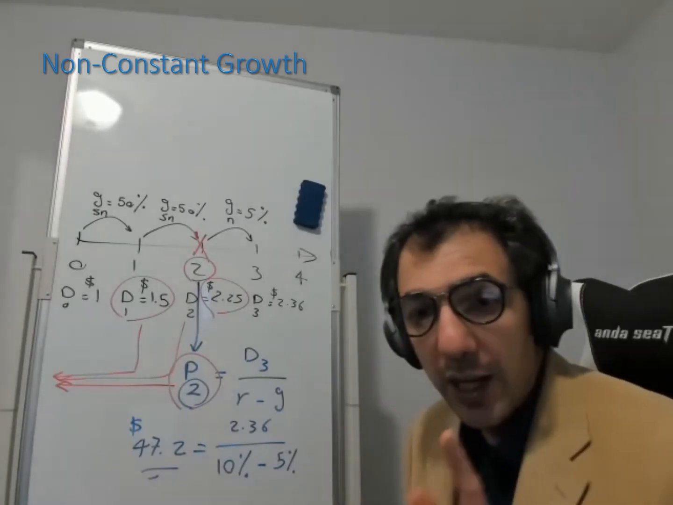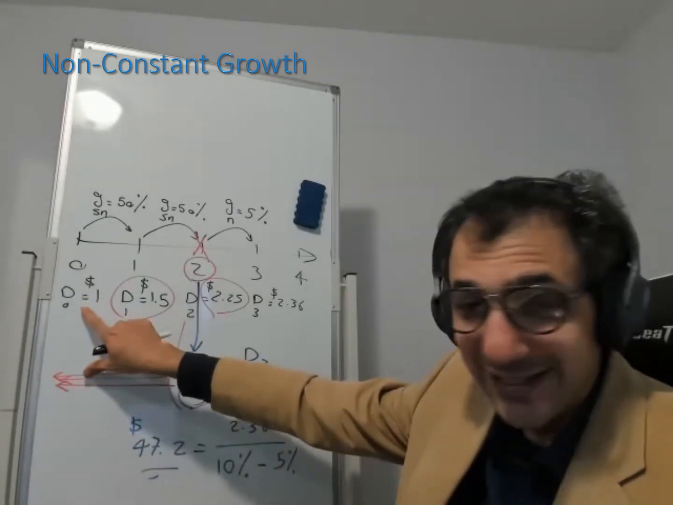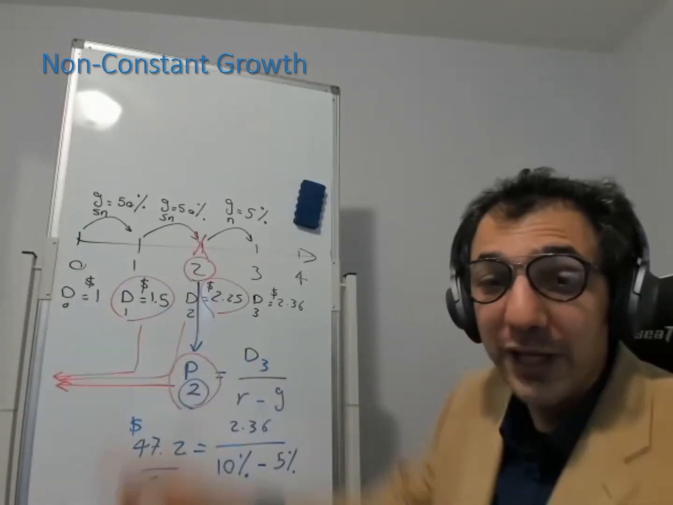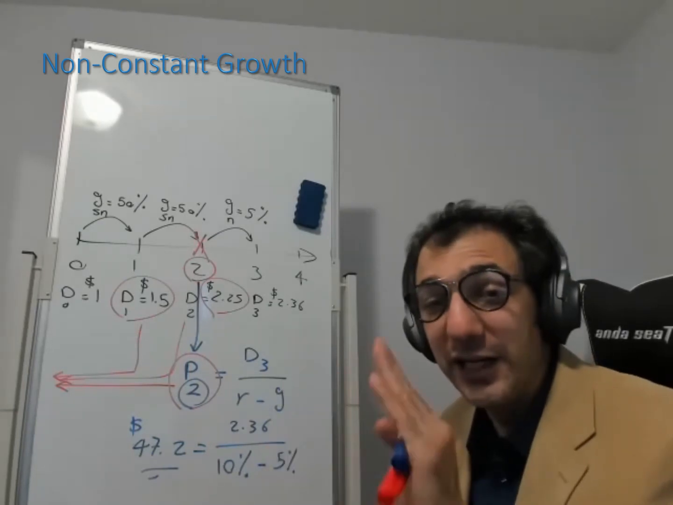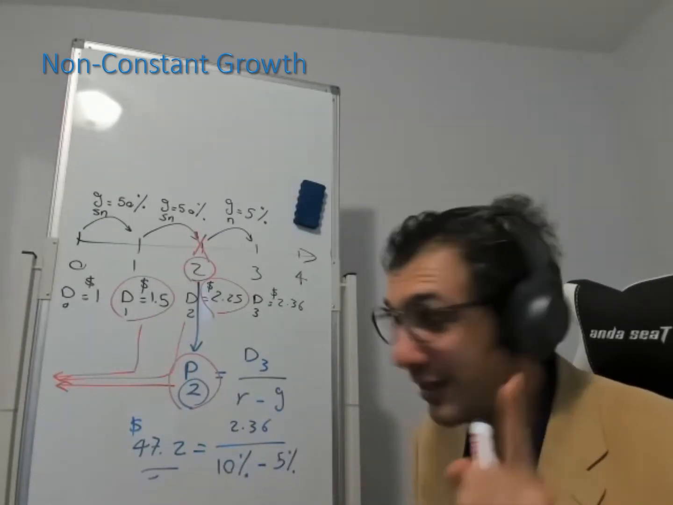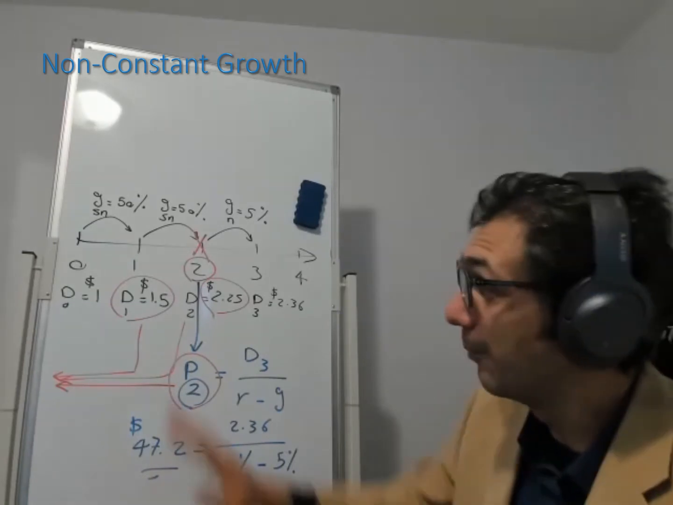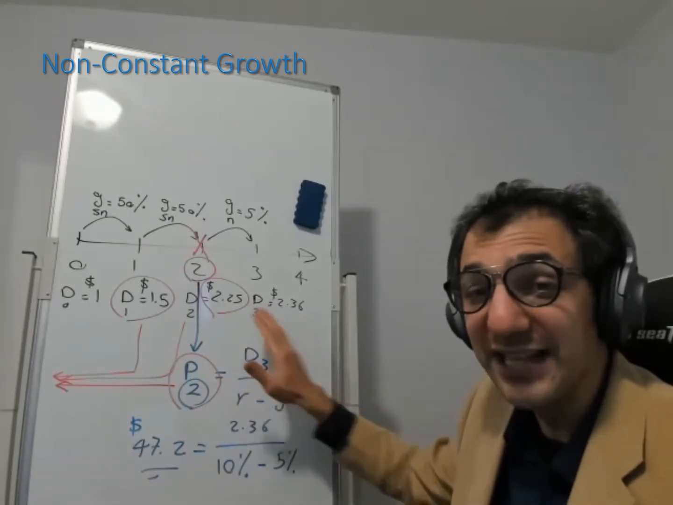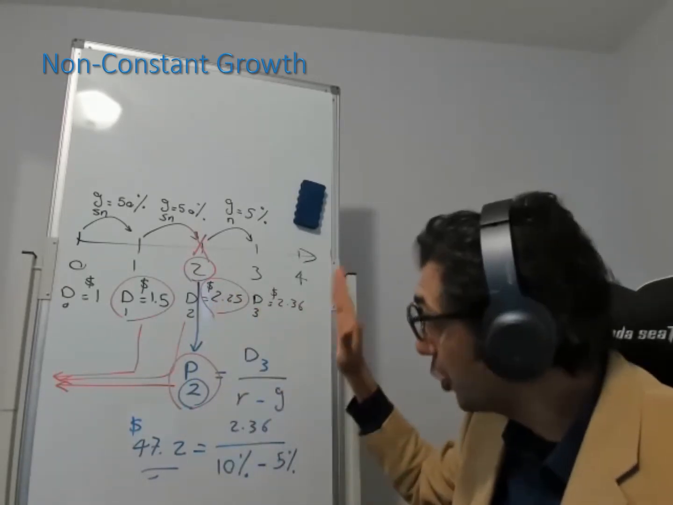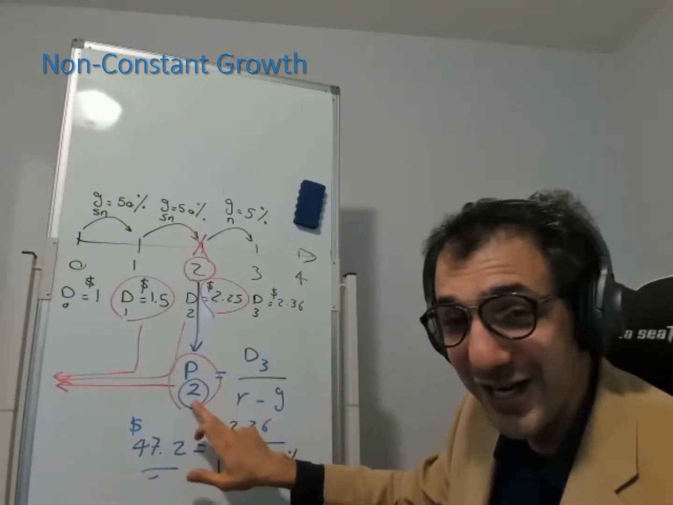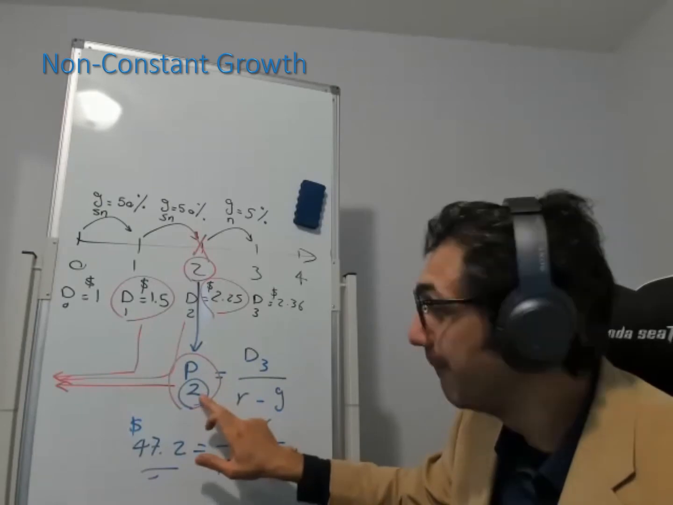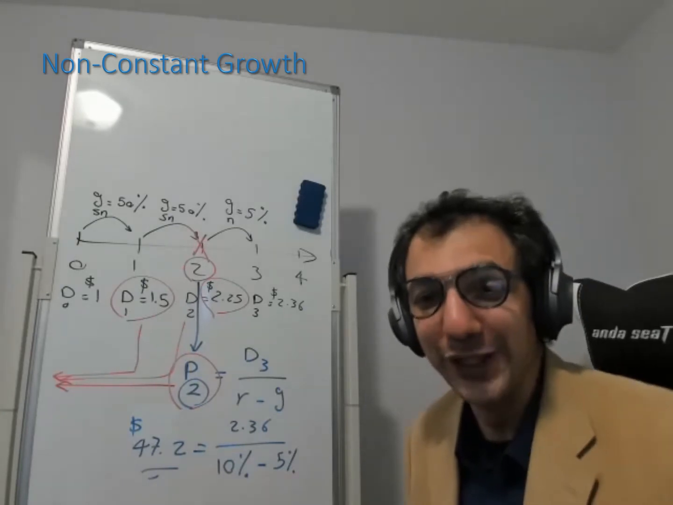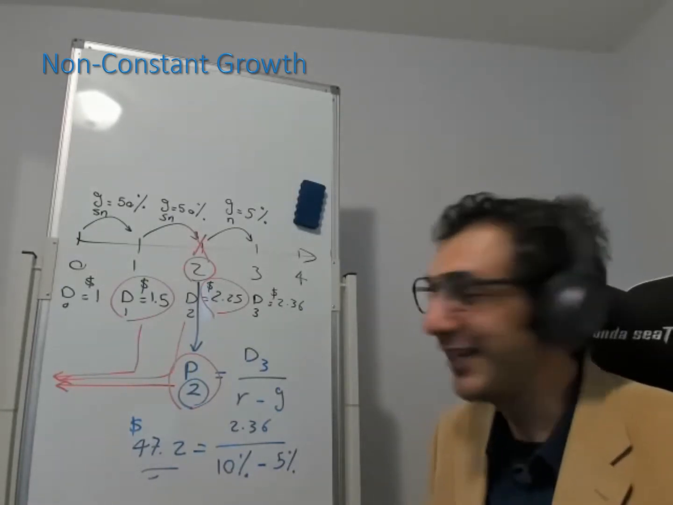Just before I forget, remember that you don't discount the D0, you don't include D0 here. Why? Because it's already gone. D0, never include that in your calculation for the stock price. I will talk about this again in the wrap-up session, but for now, don't include this. Am I allowed to include the D3? No. Why? Because this D3 is happening after the normal growth rate. It is already reflected in the stock price here. So you don't need to include that in the present value anymore. It's already part of the P2. So don't count twice. Don't include dividend 3 twice.